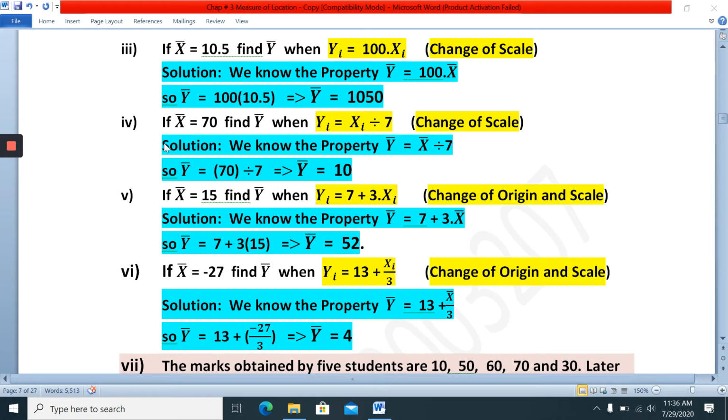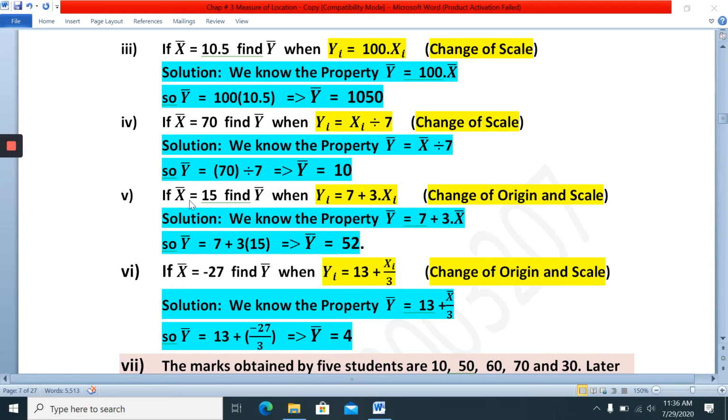Next question is if x bar is equal to 70. Find y bar when yi is equal to xi divided by 7. Multiply and divide is the change of scale property. We know the property, this becomes y bar, x becomes x bar, divide by 7 remains the same. So how to get the y bar answer? Just replace the x bar answer here. X bar answer is 70. So y bar is equal to inside the bracket the x bar answer, 70, divided by 7. So y bar is equal to 10.